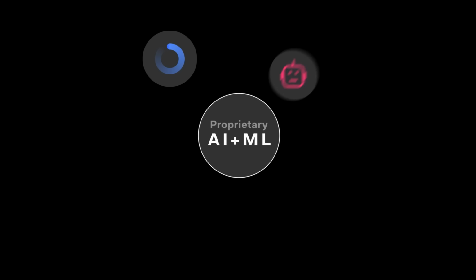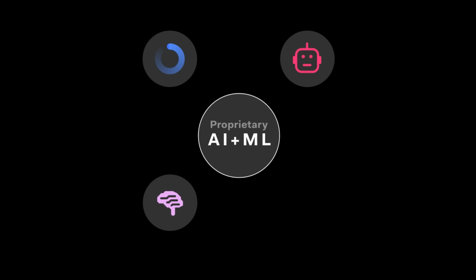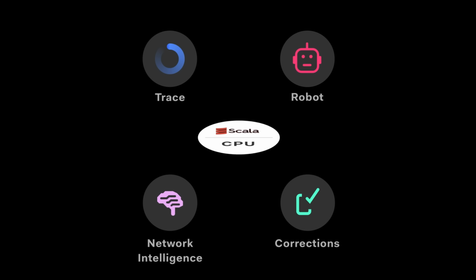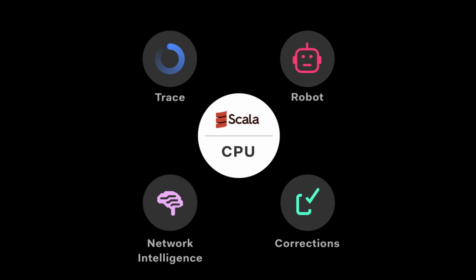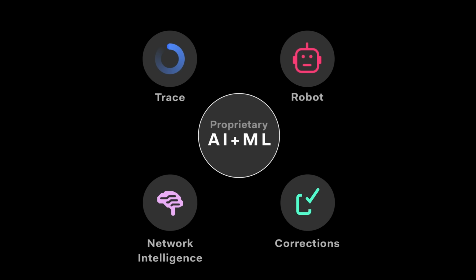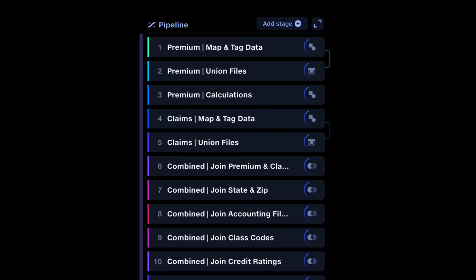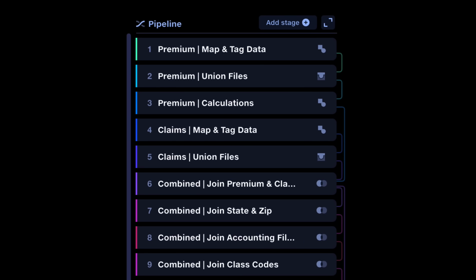All Quantemplate AI is delivered by our own proprietary models and systems, which fall into 4 areas: trace, robot, network intelligence, and corrections. On the technical side, our AI stack has been developed in Scala, running on commoditized CPUs, which allows us to run at very high efficiency and low costs for the data volumes that we process and the value that we provide.